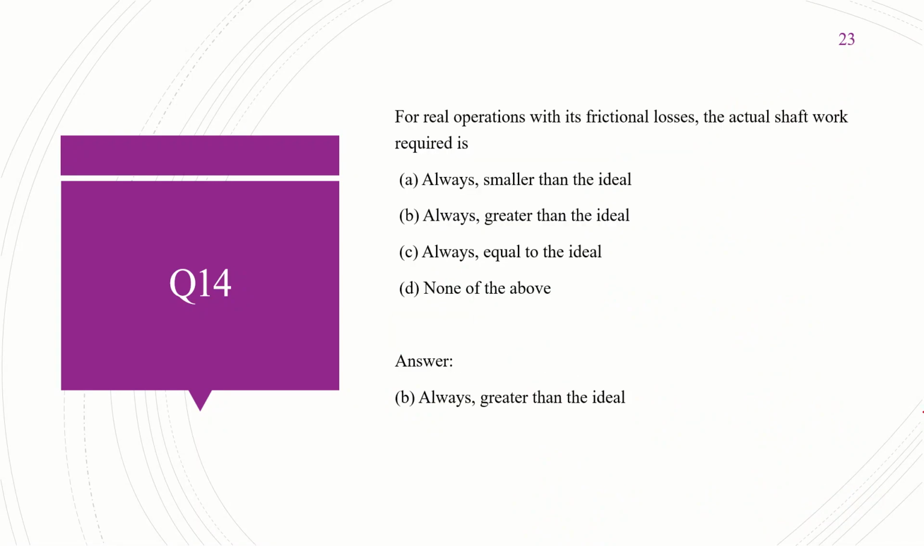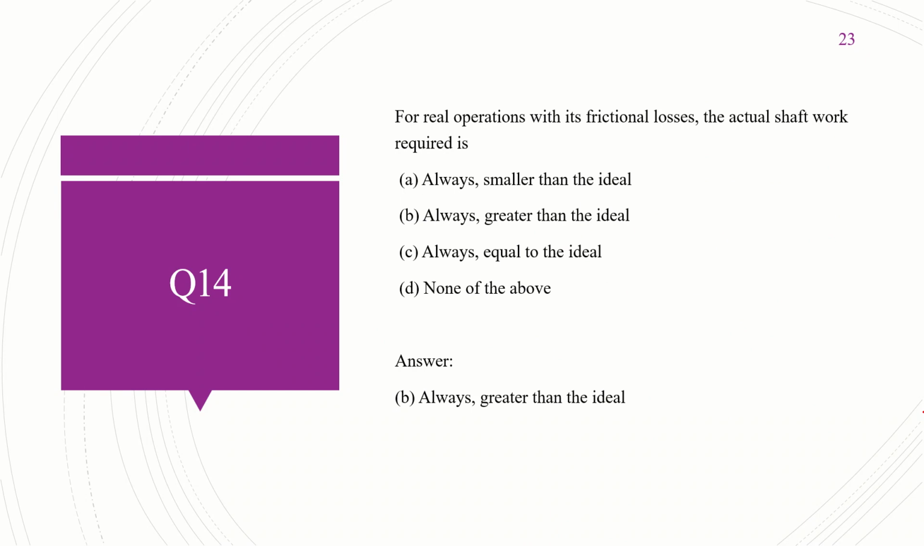We'll go to question 14. For real operations with frictional losses, option A, the actual shaft work is always smaller than the ideal. Option B, always greater than the ideal. Option C, it is always equal to the ideal. Option D, none of the above.